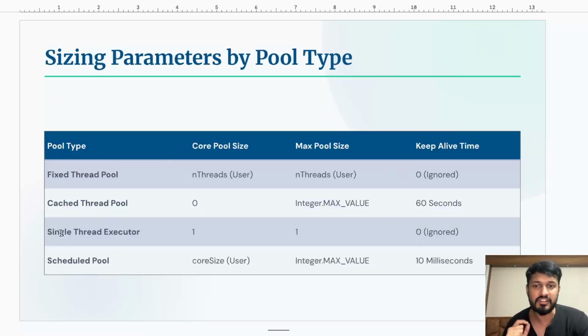Similar is the case for single thread executor. In single thread executor also, core pool size and max pool size are equal, and that is equal to 1, and here as well keep alive time is ignored.